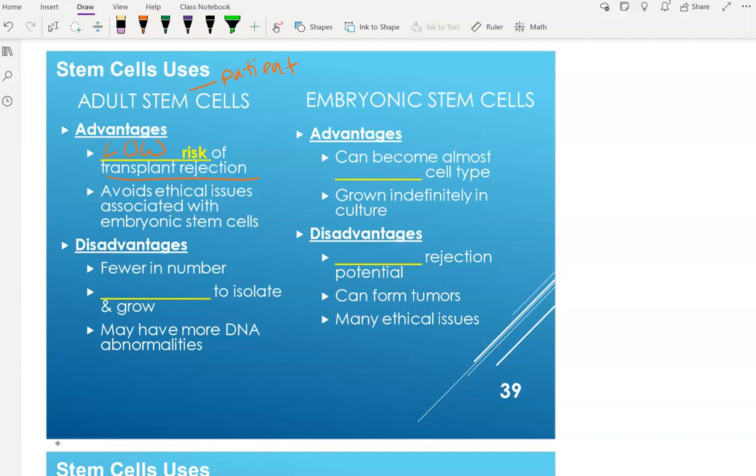However, in practice, there are very few in number. These are very difficult to work with. They're very difficult to grow and isolate.